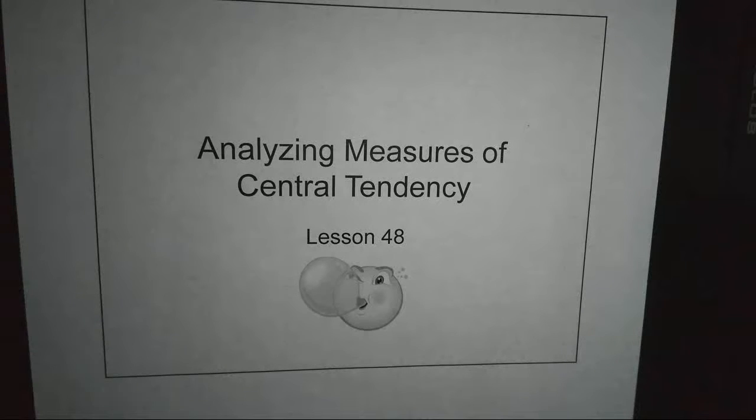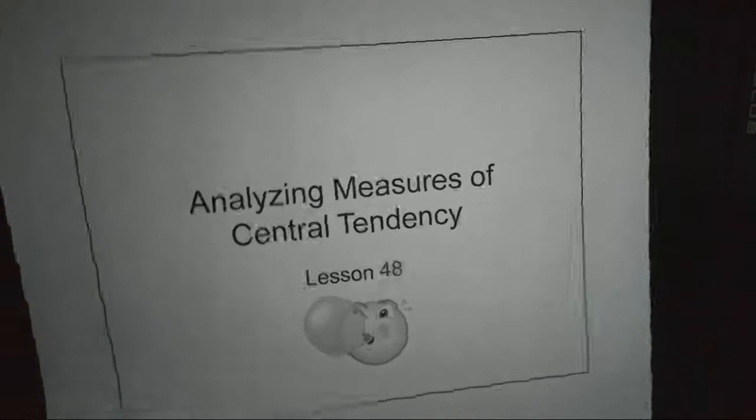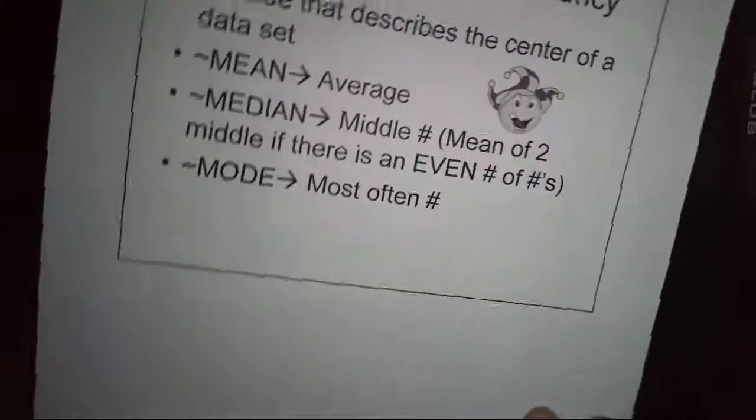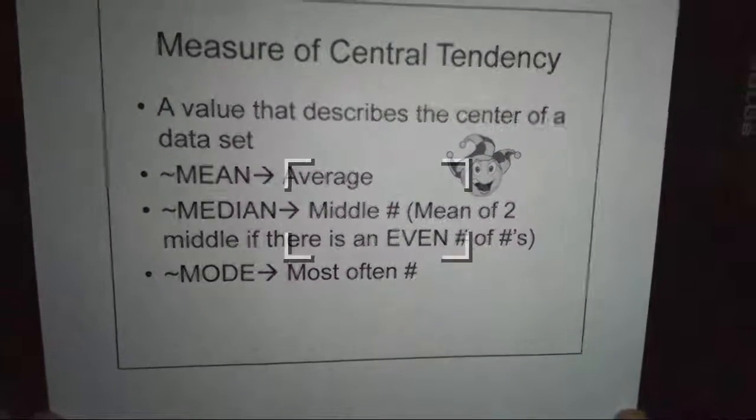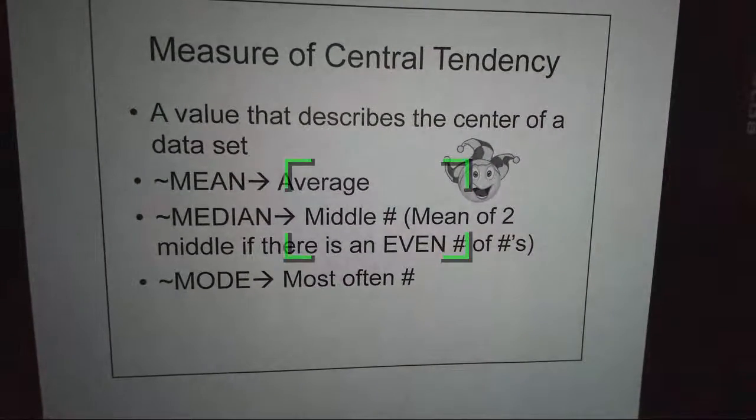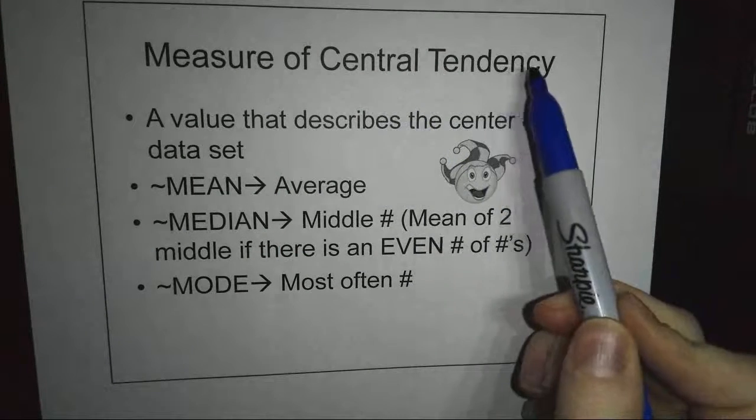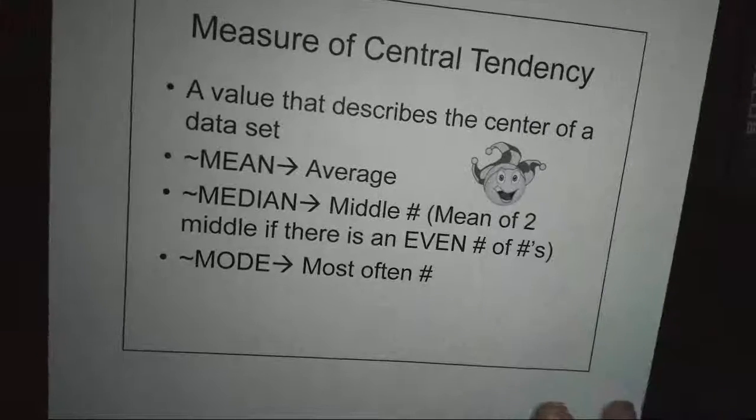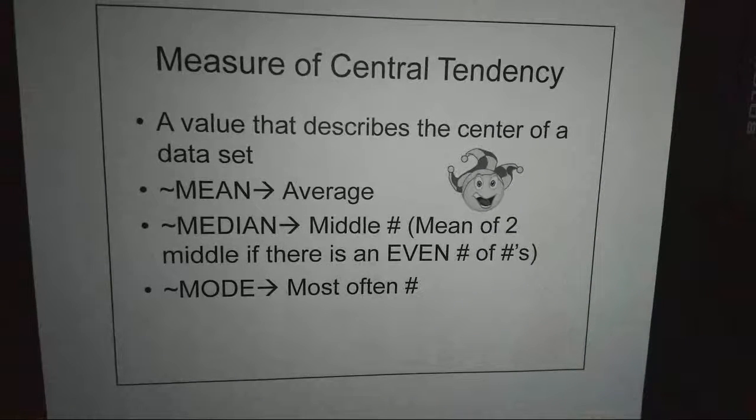This video is on analyzing measures of central tendency, and it's lesson 48 in your book. Now, measures of central tendency sound kind of scary, just because that's a weird expression, but a measure of central tendency is just a value that describes the center of a data set, or where the center of a data set tends to be.